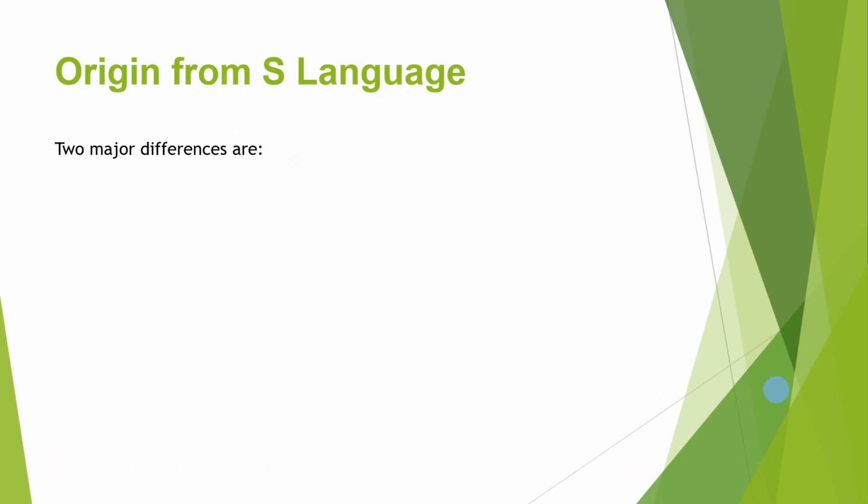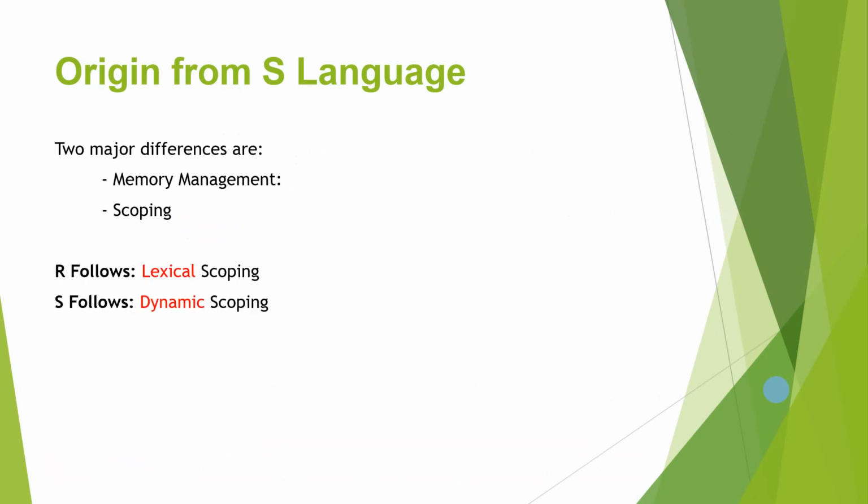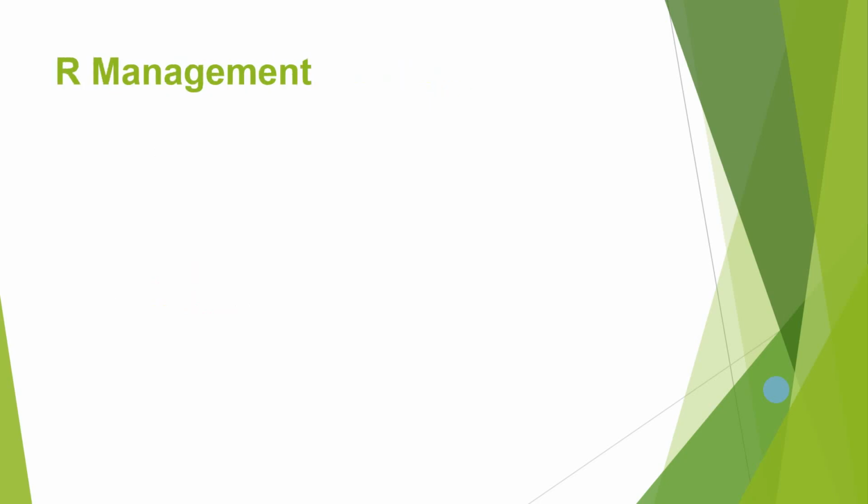Now another difference between S and R: the first difference is memory, the second difference is scoping. Scoping is of two types. R follows lexical scoping, and S follows dynamic scoping. We will cover lexical scoping and dynamic scoping in our actual programming session, when we have live programming. Over there I will tell you about the scoping principle, what exactly scoping means, and the difference between lexical scoping and dynamic scoping. With these two major differences, R is a much better language than the S language, and this is accepted by a huge community.